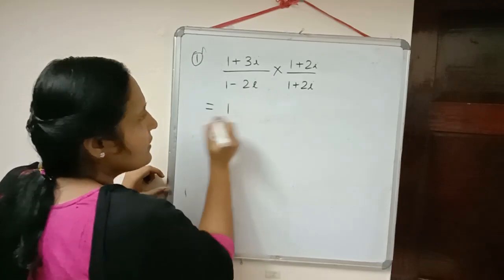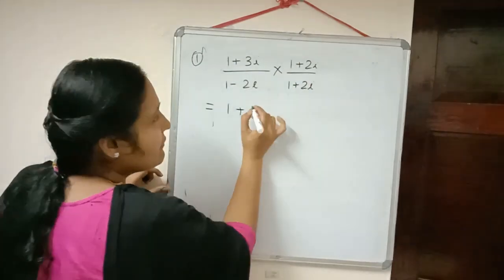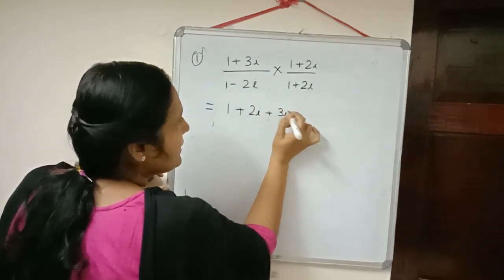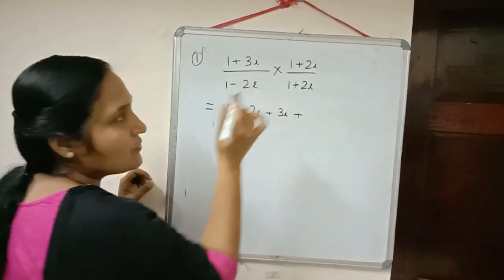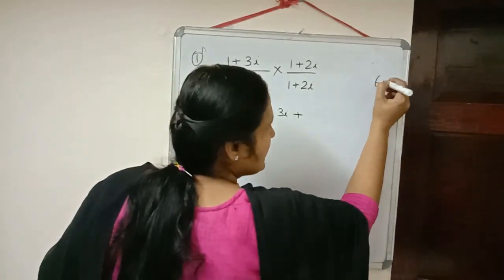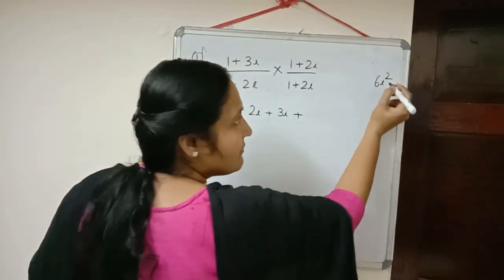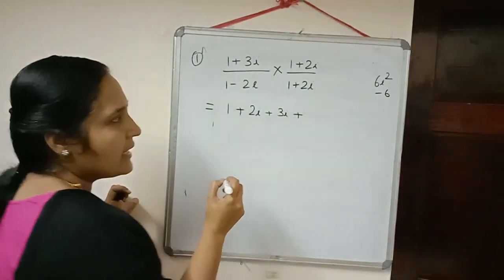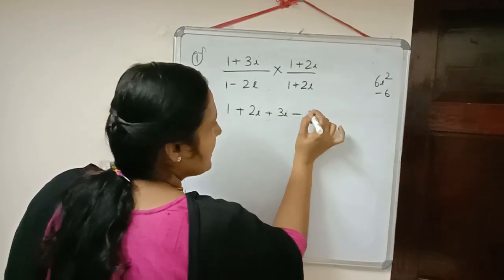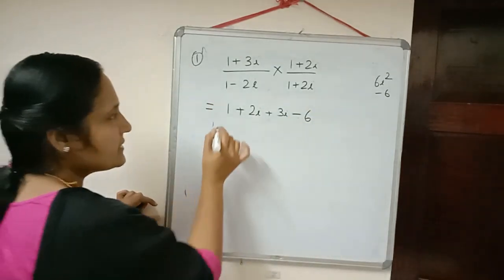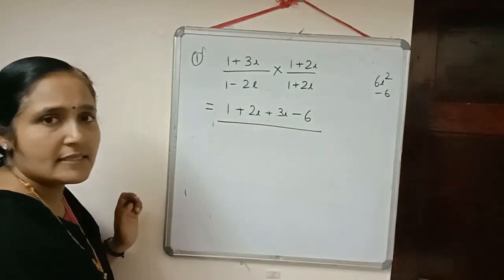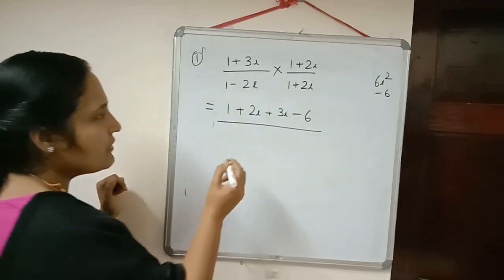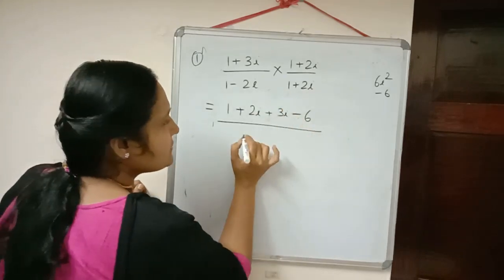1 into 1 will be equal to 1. 1 into 2i will be equal to 2i. 3i into 1 will give you 3i. Then plus 3i into 2i, that will be equal to 6i square. And what is the value of i square? Minus 1. So it will be equal to minus 6. So I am going to write here directly, it is equal to minus 6 by the denominator. Always it is in the form of (a minus b) into (a plus b), so that will be equal to a square minus b square.